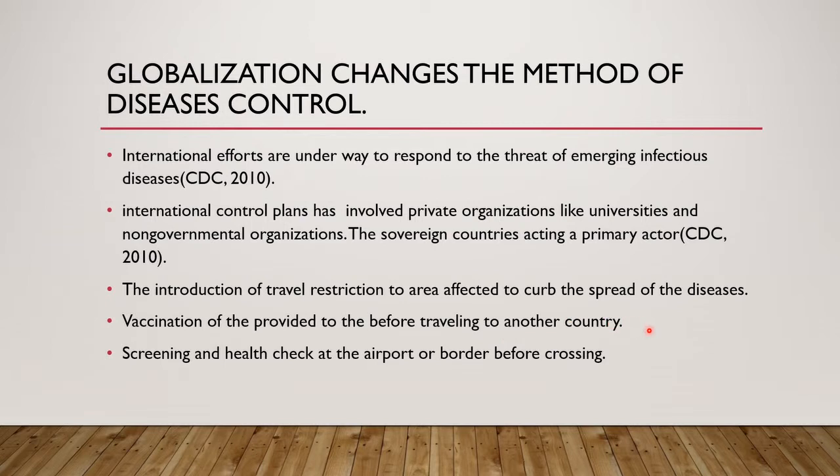We have also talked about vaccination or immunization provided before you travel, like in countries which are prone to yellow fever. Before you travel from that place to another country, you have to get a yellow fever injection. We also have screening and health checks at airports and borders to ensure that diseases are not moving from one place to another. Different mechanisms have been put in place whereby people are screened at the airport or at the border before crossing.